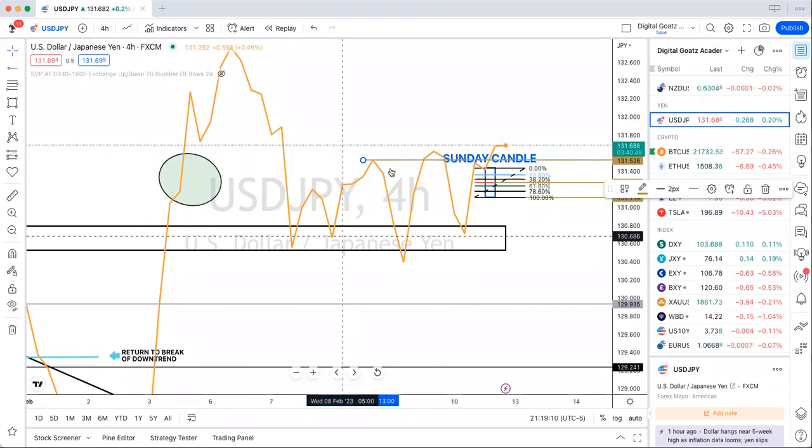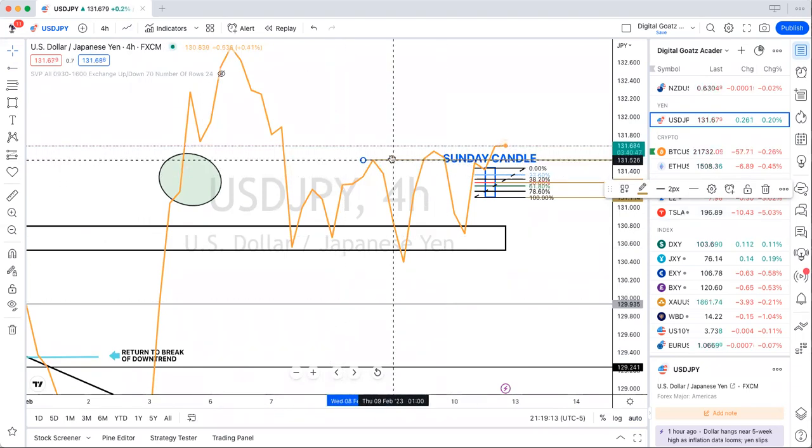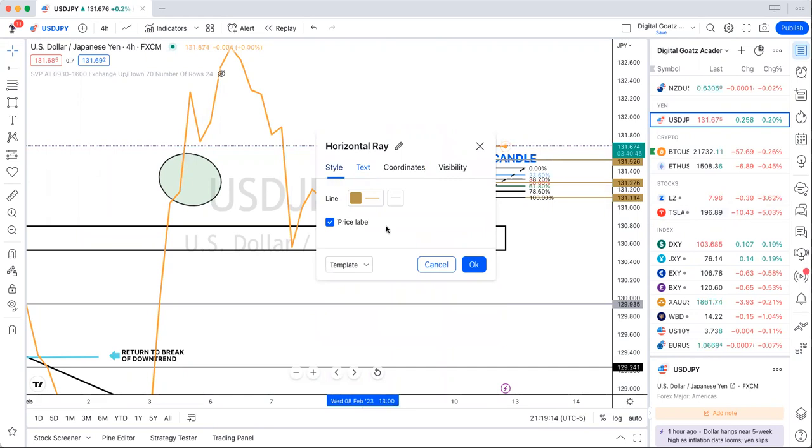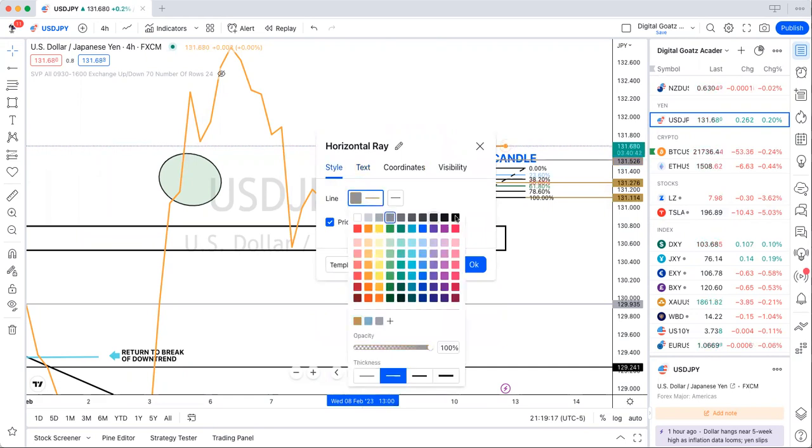Let me change that to a different color. Where is my colors? Why are you not? Whatever. Make that black just to kind of.